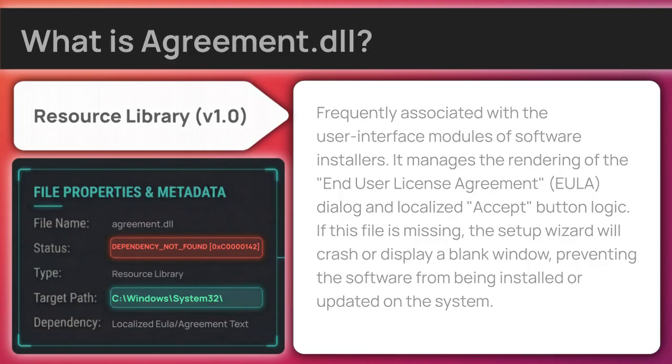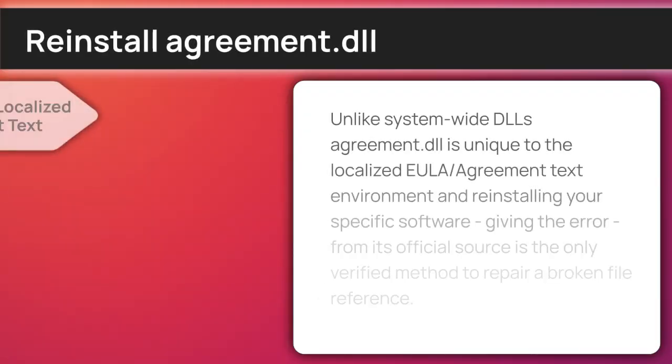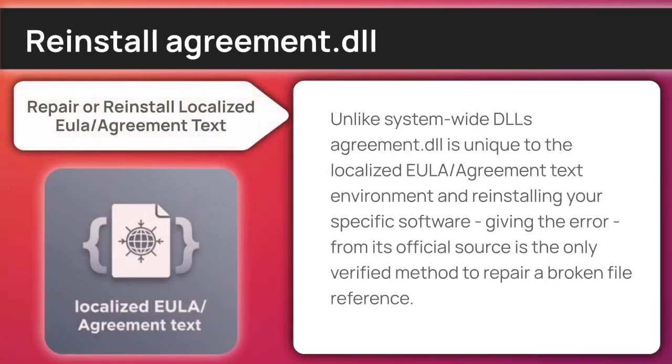Now let's look at replacing it. Unlike system-wide DLLs, Agreement Library DLL is unique to the localized EULA/agreement text environment, and reinstalling your specific software, giving the error from its official source, is the only verified method to repair a broken file reference.